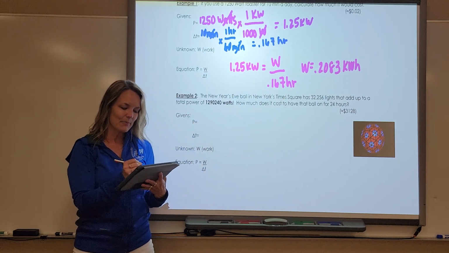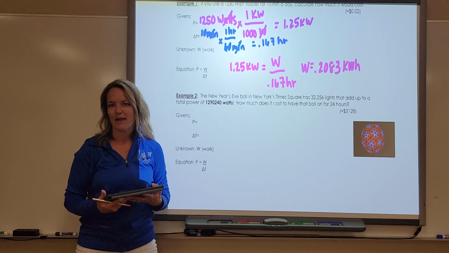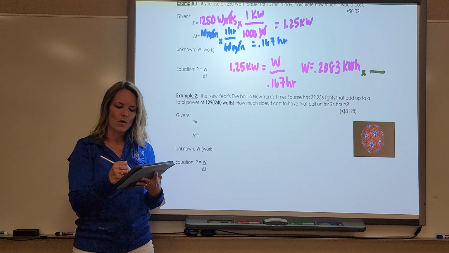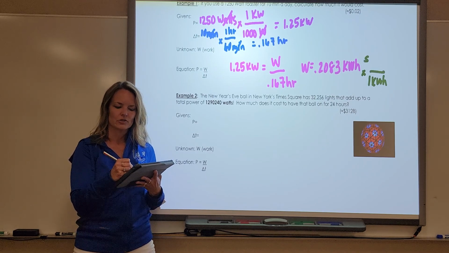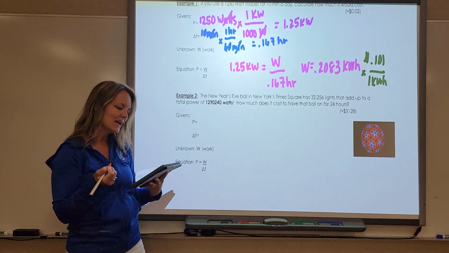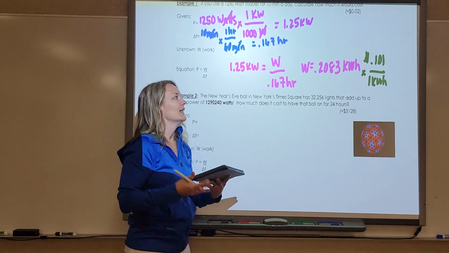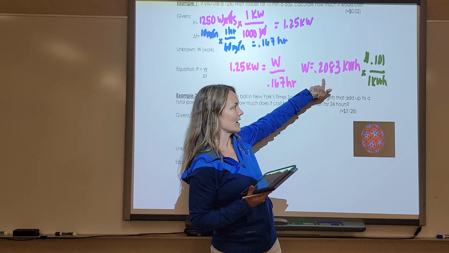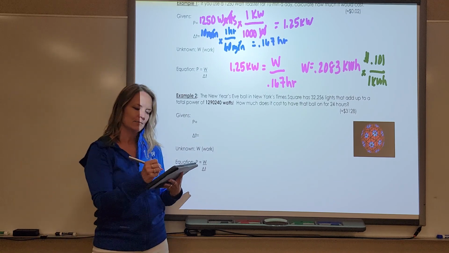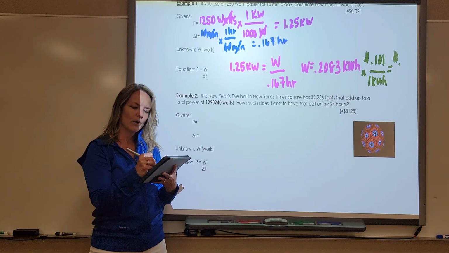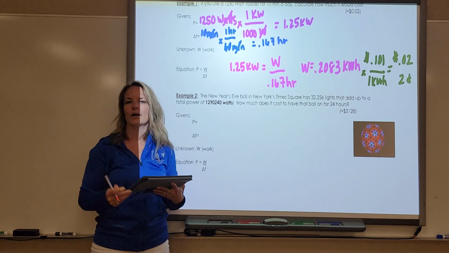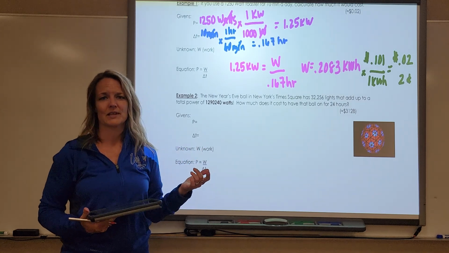The last step that I have to do in order to change it to money is multiply it by how much it costs. So in 1 kilowatt hour, they charge us $0.101, the 10.1 cents. So if I multiply this number, the kilowatt hours, by the price per kilowatt hour, I end up with it being approximately $0.02, which would be 2 cents. All right, so your toaster costs you about 2 cents to run it a day.